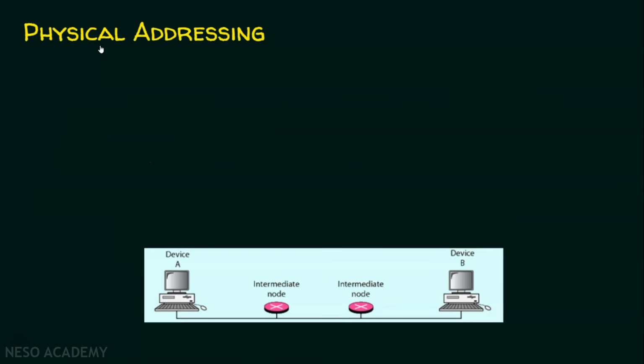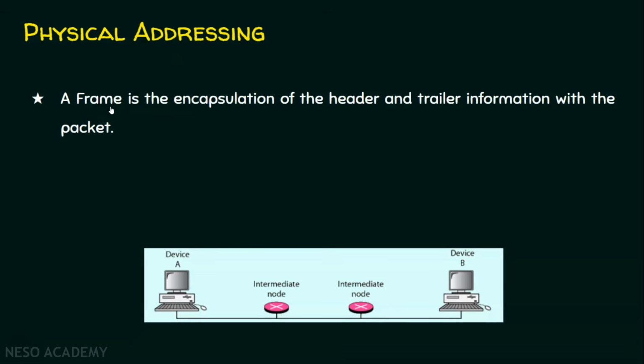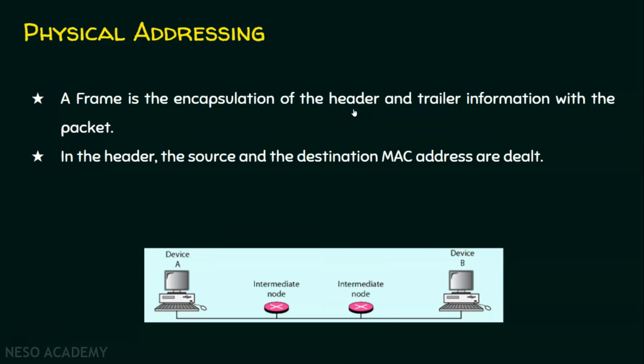The second service is physical addressing. We know whatever is received from the network layer, we add a header and the trailer. So a frame is the encapsulation of the header and the trailer information with a packet. So this is the packet that we receive from the network layer, the network layer PDU, and with the packet we are going to encapsulate the header and the trailer information. And this is what we call a frame. And what is going to be there in the header is that this header is going to contain the source and the destination MAC address. So in the header, the source and the destination MAC addresses are dealt with.